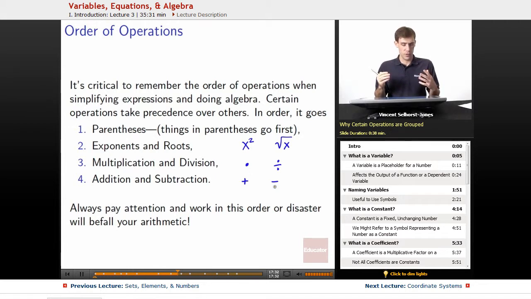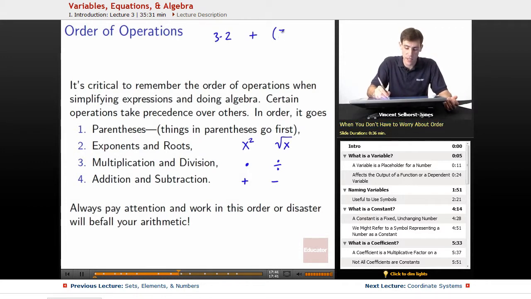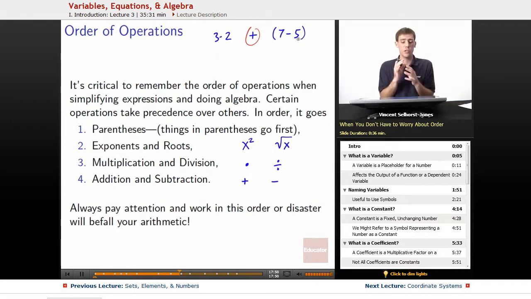Sometimes you might be able to do things where you don't have to follow this order absolutely precisely, because you might see something like 3 times 2 plus quantity 7 minus 5. Well, because there's this plus sign in the middle, we know that we can actually do what's on the left side and what's on the right side simultaneously, because they'll never talk to each other until both of the order of operations have completely gone through on their two sides. So we can just skip right to 6 plus 2 equals 8. We don't have to do everything there.